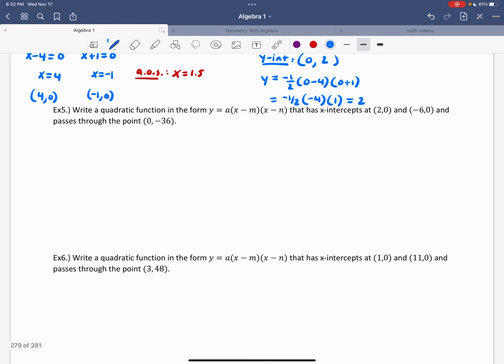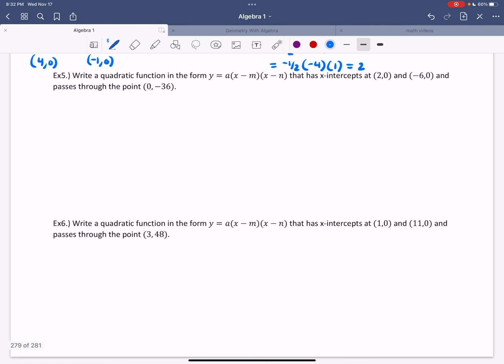Okay, switching gears here on the last two problems, we're also going to work backwards sometimes to write a quadratic function in intercept form that has the given x-intercepts at (2, 0) and (negative 6, 0), and that passes through the point (0, negative 36). Okay, so here's what we're going to do. Start with the x-intercepts. We don't know what a is yet, but we know that one x-intercept is at 2. So that would be a binomial of x minus 2 times x plus 6, as we work backwards from those.